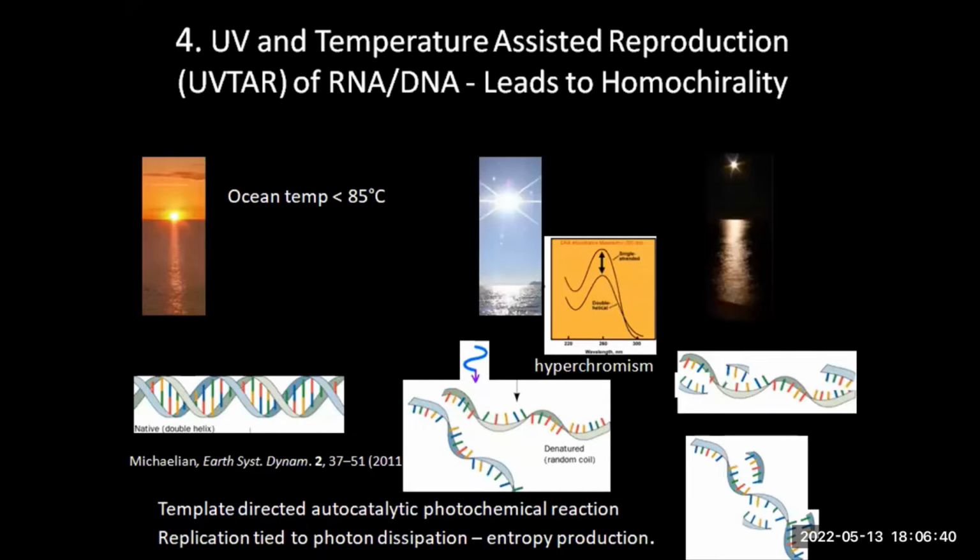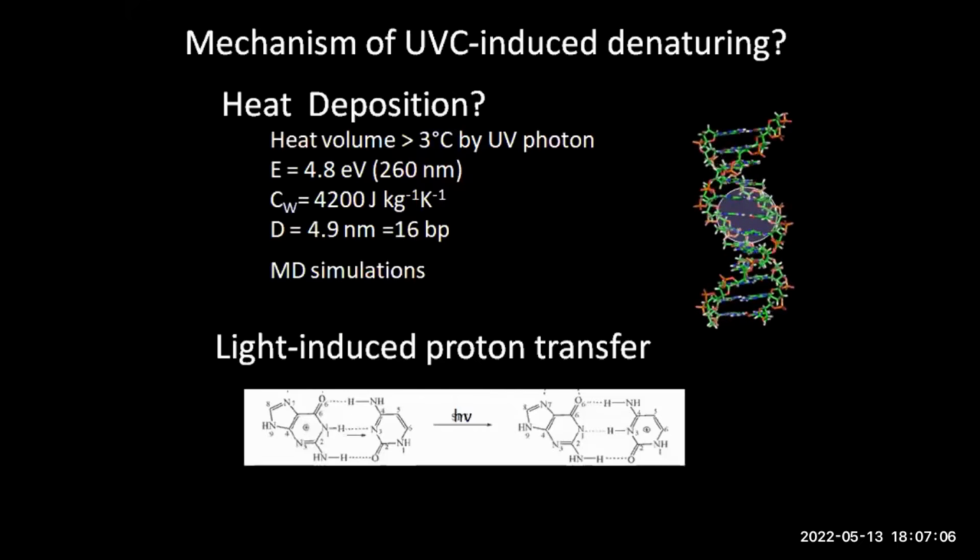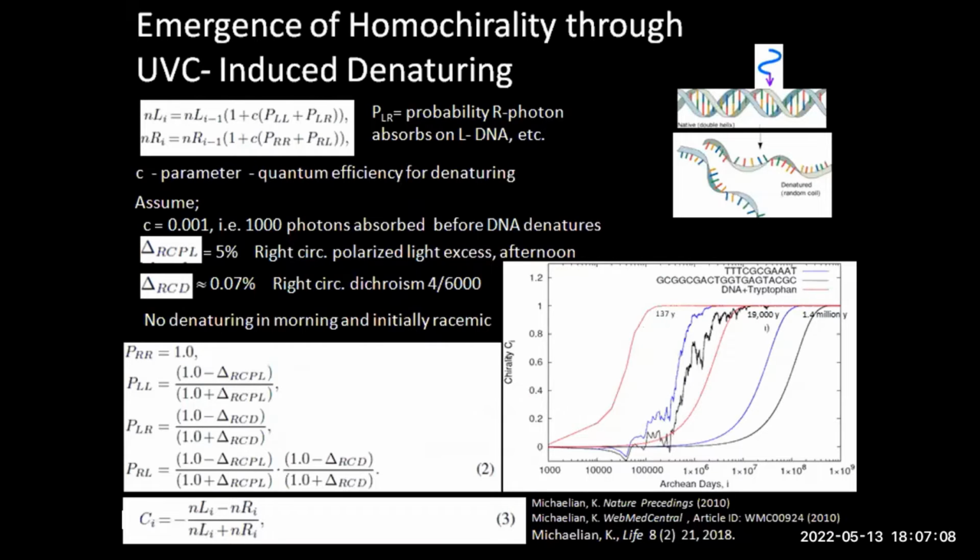And we use that in this UVC denaturing of DNA process, this UV tar process, assisted not only by the UVC light, but also by the temperature of the ocean surface in the afternoon, which had increased. And so that gives us a little bit greater replication of right-handed DNA with respect to left-handed DNA. And so over time, we do the calculation, and that's where I stopped, or where the last video ended.